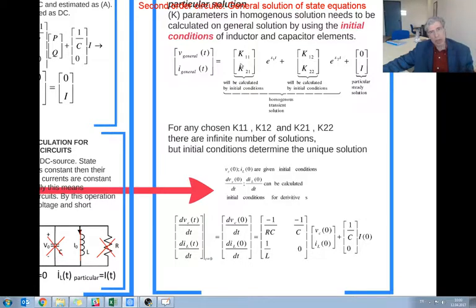By using the initial condition, you can calculate this. In mathematics, you have done it. So what we are going to do in circuits, we are going to introduce you a new tool for calculating the k's by using the physical structure of our circuit. How we are going to use it is easy.